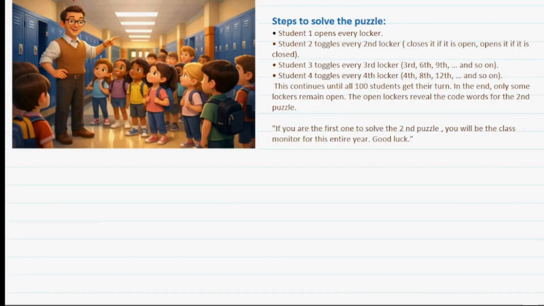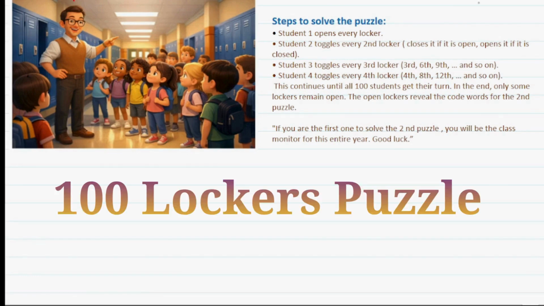See children, today we are going to discuss a grade 8 problem. In your Ganita Prakash, there is a puzzle of a similar kind. Now here is the puzzle. There is a teacher. He gives a puzzle to his 100 students. 100 students gathered here, and he is explaining the puzzle.